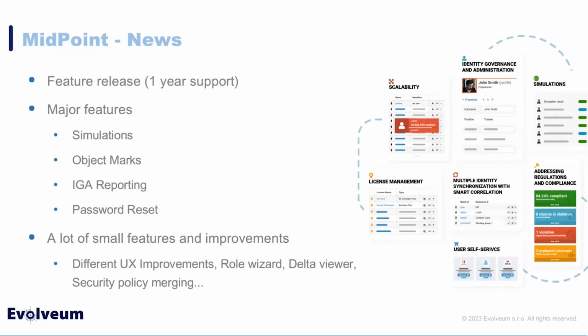MidPoint 4.7 is a feature release with 1 year support. It was named after Katarina Johnson. The name was chosen based on the correlation between Katarina's work and the main feature, simulations, implemented in MidPoint 4.7. Besides simulations, MidPoint 4.7 brings another major feature called object marks, improvements for IGA reporting, password reset, and many other smaller features, mainly related to user experience.